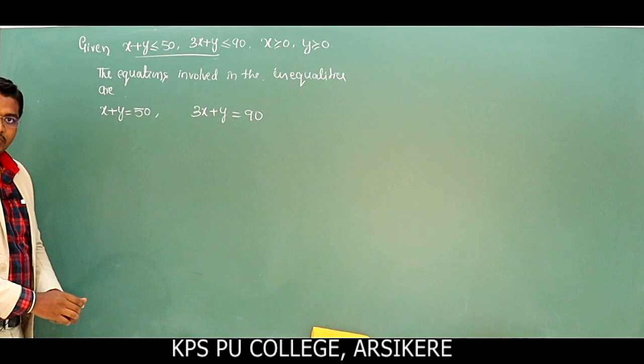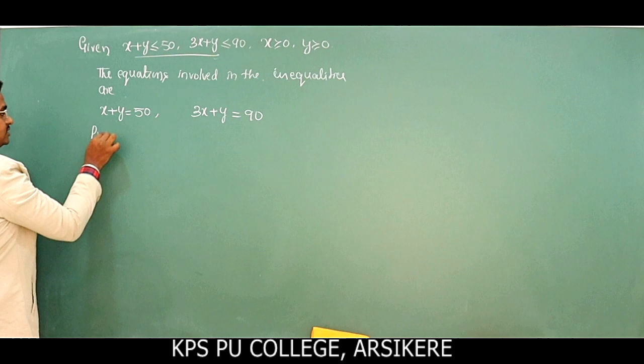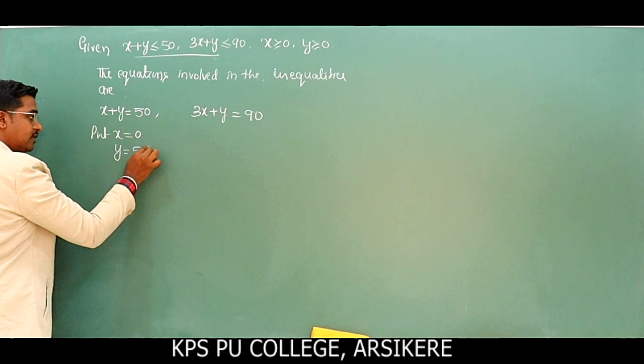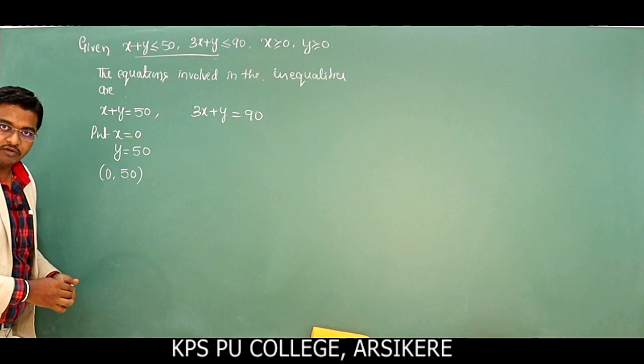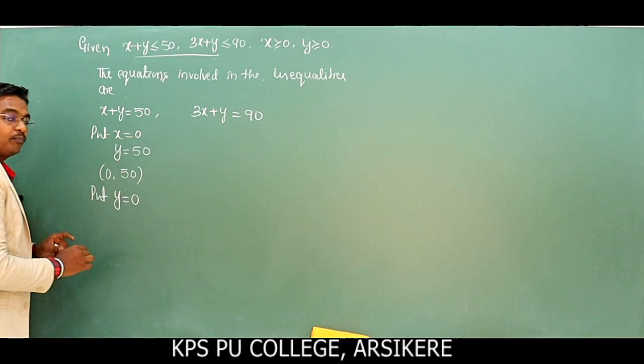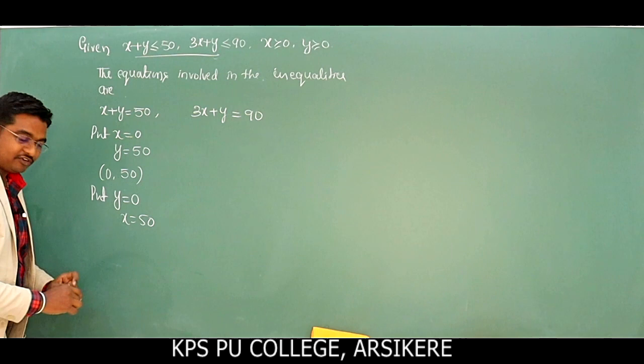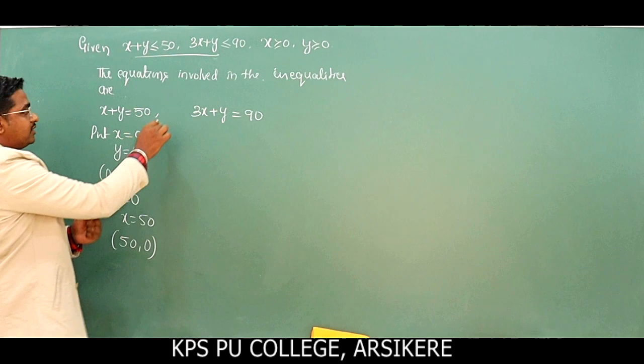So now put x is equal to 0. What are we left with here? y is equal to 50. What is the point then? 0, 50. Clear? What is the second point? Now put y is equal to 0. You get the point on which axis? The x axis. x becomes 50. So what is the point then? 50, 0. Clear?